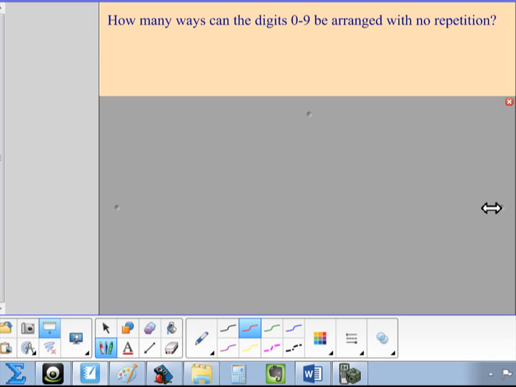How many ways can the digits 0 through 9 be arranged with no repetition? I think I just said that, but I said it again. Well, thank Mr. Daft for that. That's okay. All right, moving on.